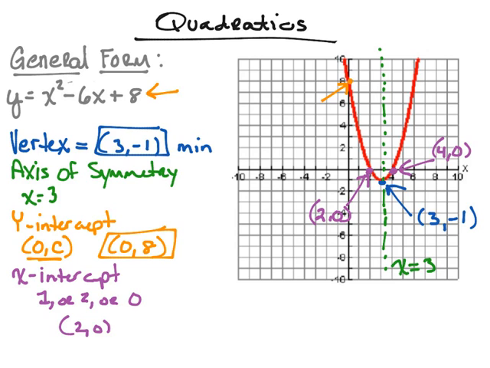So the other x-intercept is at 4, 0. So in this particular case, we have 2 x-intercepts and they are at 2, 0 and at 4, 0.